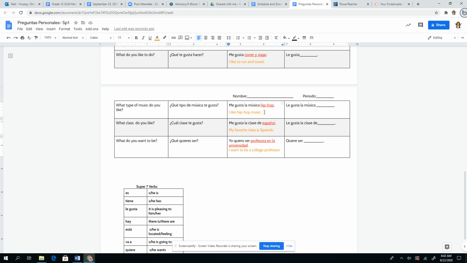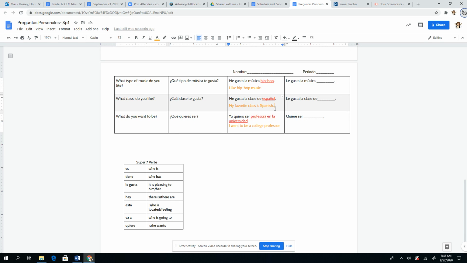When we talk about music, a lot of types of music are the same in English and Spanish. Again, you can say them with an accent or you can just say it in English. You can also just choose to put a name of an artist that you like here. So because I like hip hop music, I would say me gusta la música hip hop.